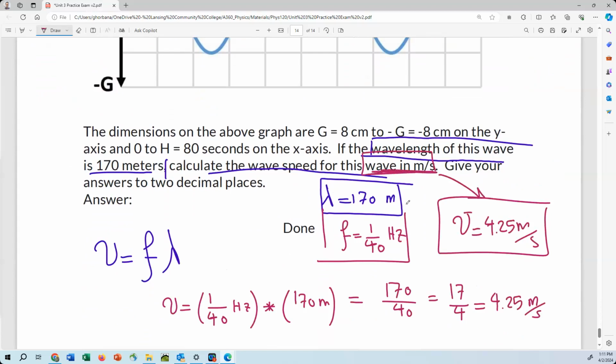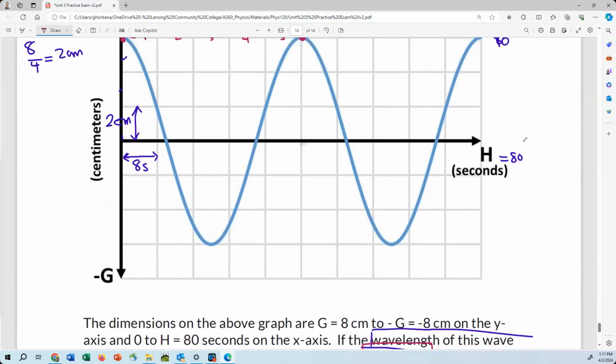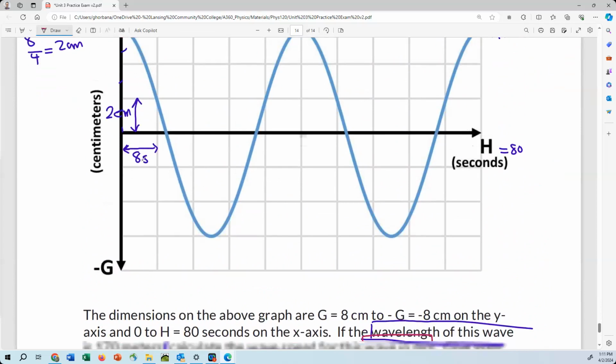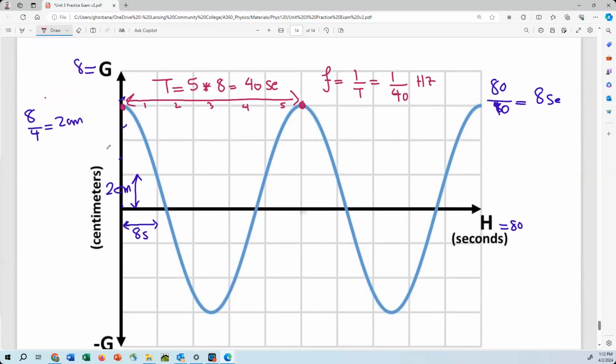Good. So let me just check one more time that we are right. H is 80. So 80 divided by 10 is going to be 8 seconds. That's right. So G is 8. If it is 8, 1, 2, 3, 4, then 8 divided by 4 is going to be 2 centimeter. So we just need to find the frequency. We need to find the period first, the distance between two consecutive points. So 1, 2, 3, 4, 5, each one representing 8 seconds. 5 times 8 is going to be 40 seconds.